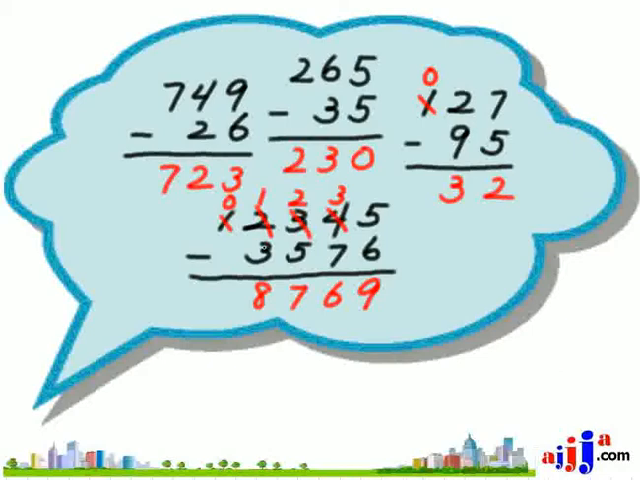Now nothing minus nothing. Oh, nothing. So we are actually happy now. Okay, so you just put the comma sign, 8,769. That is the great answer.